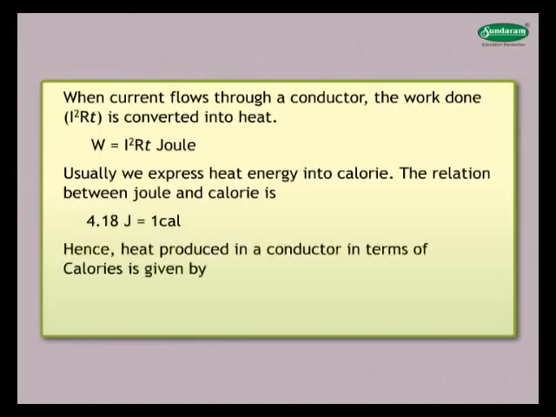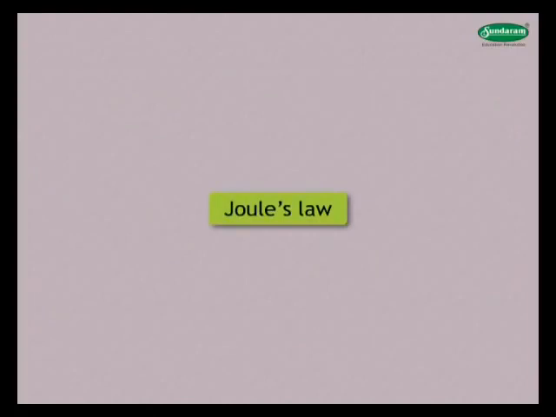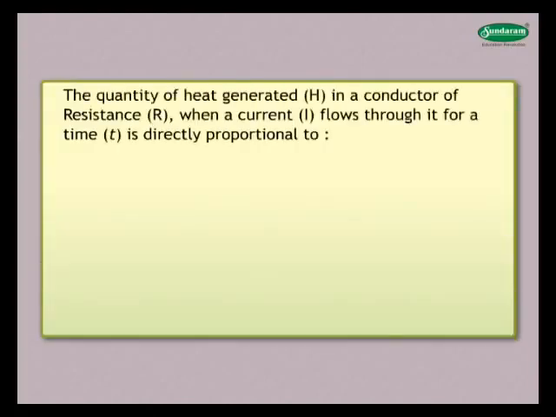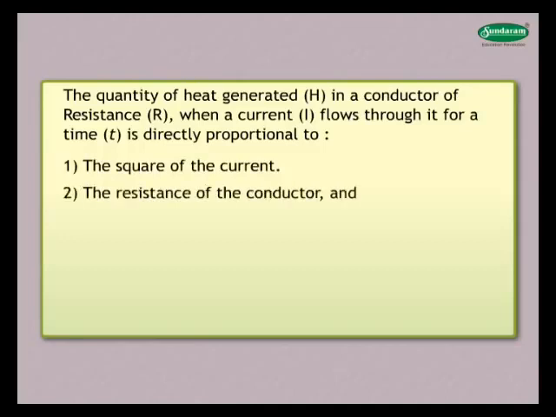Hence, heat produced in a conductor in terms of calories is given by H = I²Rt / 4.18 calories. Joule's law can be stated as: the quantity of heat generated, H, in a conductor of resistance R when a current I flows through it for a time t is directly proportional to 1. The square of the current, 2. The resistance of the conductor, and 3. The time for which the current flows.